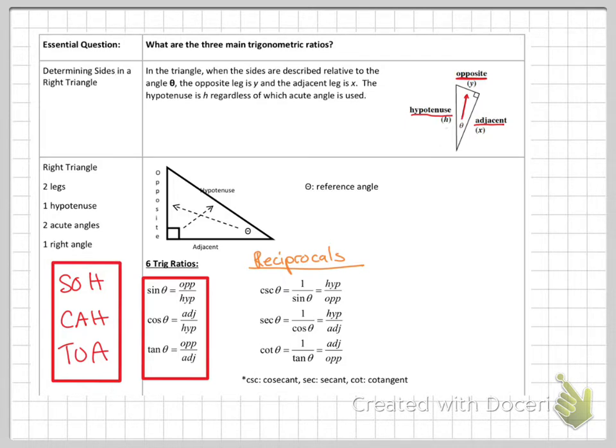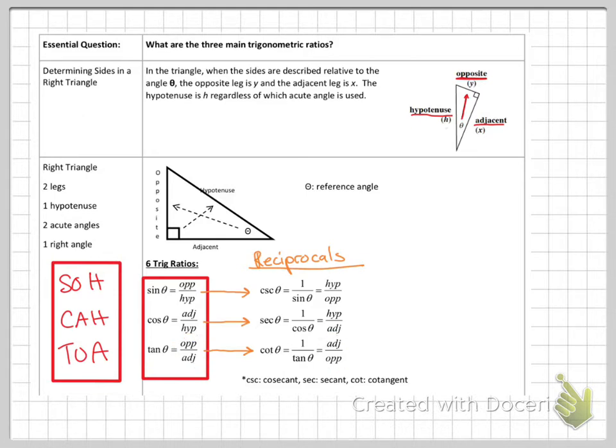But the way they partner up is cosecant. You can see at the bottom, CSC, the way we say that is cosecant. Cosecant theta is the reciprocal of sine. So instead of being opposite over hypotenuse, you flip it over and it's hypotenuse over opposite. Secant theta is the reciprocal of cosine. Instead of being A over H, it's H over A. Cotangent is the reciprocal of tangent. Instead of opposite over adjacent, it's adjacent over opposite.